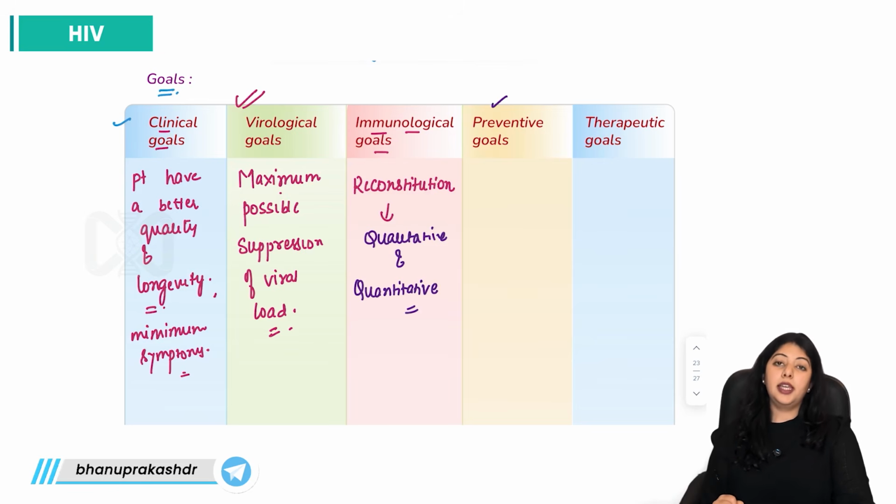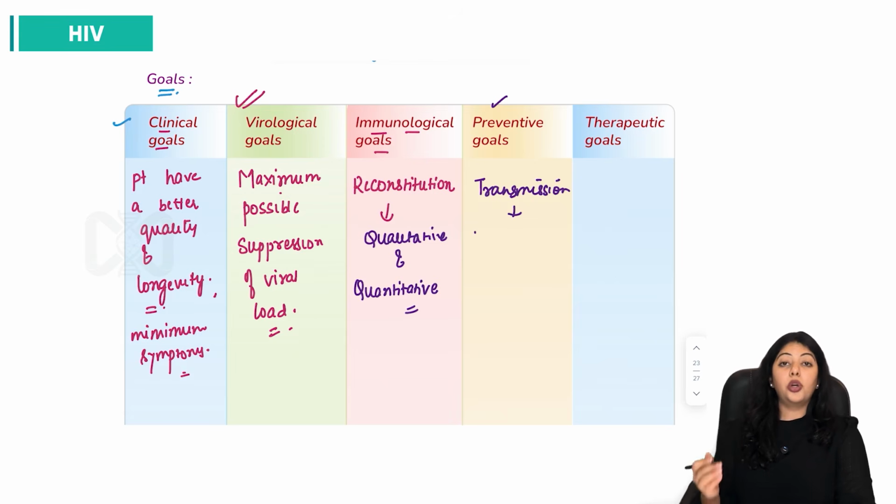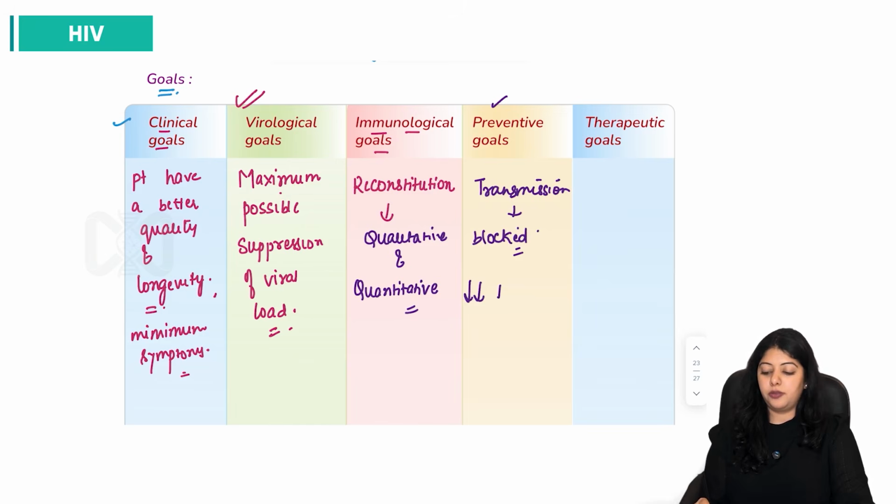Preventive goals say that transmission should be blocked. So the patient already infected should not be transmitting that particular infection to other healthy people. So transmission should be blocked, or there should be a reduction in transmission.